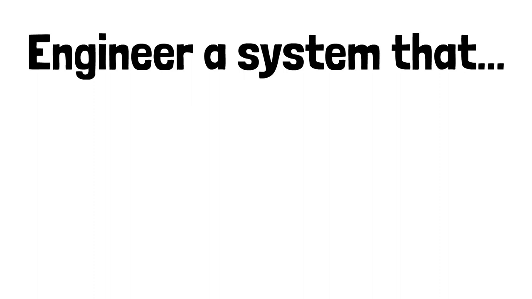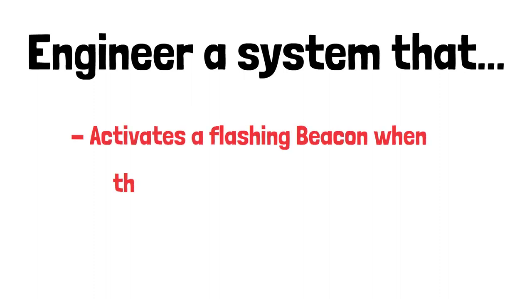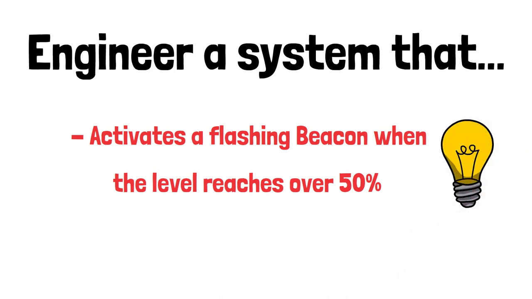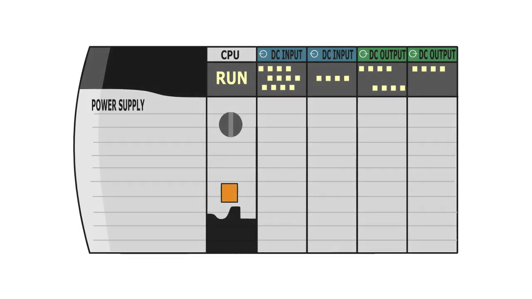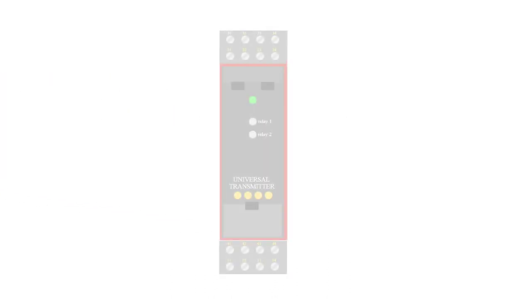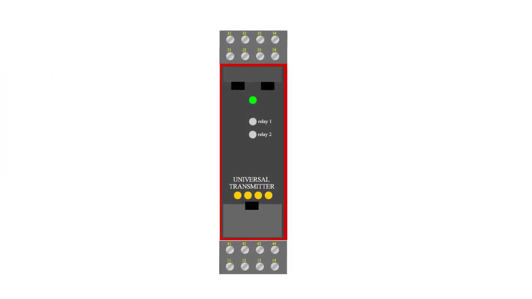We want to engineer a system so a flashing beacon is activated when the level is over 50% to provide a warning to the tanker operator that the level is getting high. We may have PLC infrastructure that could be utilised for this, but often in simple systems or remote locations, this would prove too costly. A simpler option would be to use a trip amp.